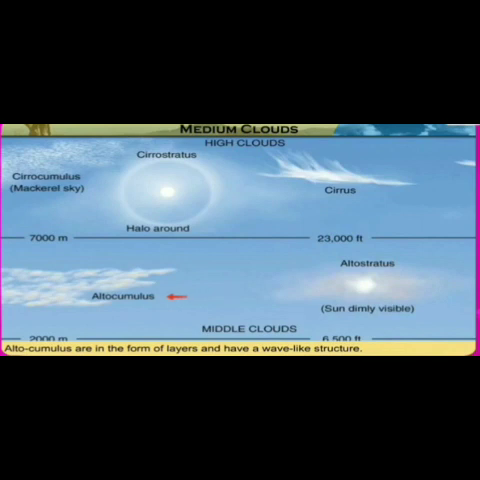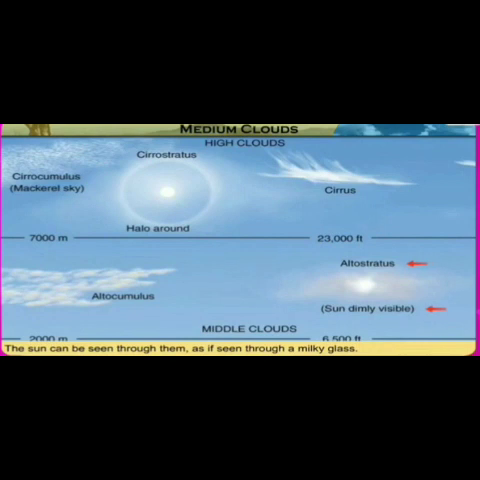See, what is the speciality features of altocumulus? Altocumulus are in the form of layers and have a wave-like structure. They are mostly white in color and have a gray shade. What they are telling us? How are altocumulus? They are in the form of waves and their color is white with little bit shading of gray.